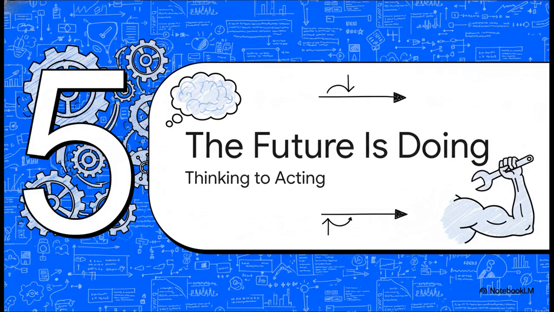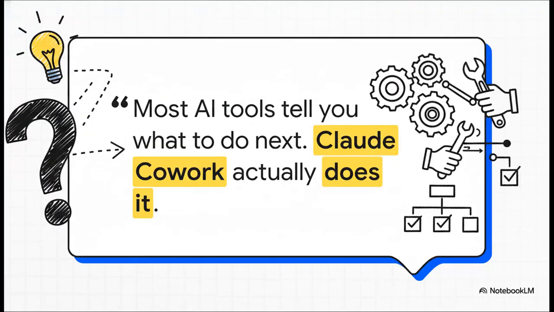So, when you zoom out, what does this all really mean for where AI is headed? Well, it points to a massive shift, a move away from just thinking and advising to actually doing. And I think this quote just captures it perfectly. For years, AI tools have been about giving you suggestions. The next generation of AI, tools like Claude Work and Code, they don't just tell you the next step, they take the next step for you.